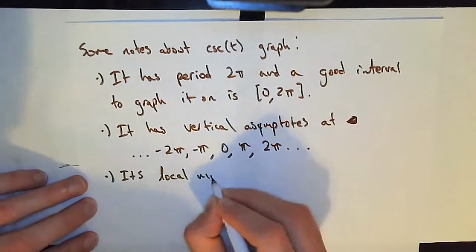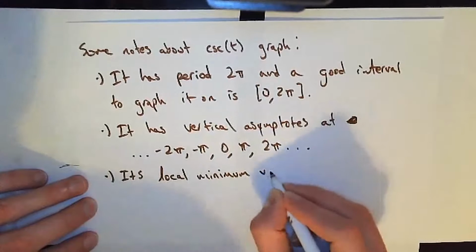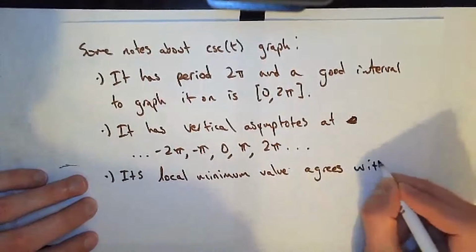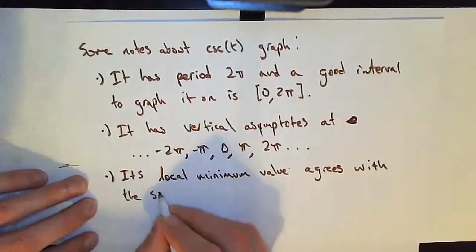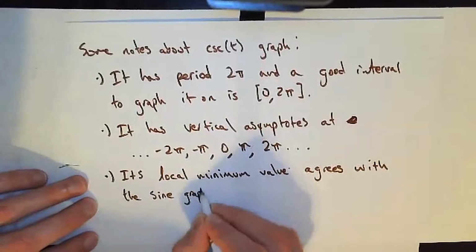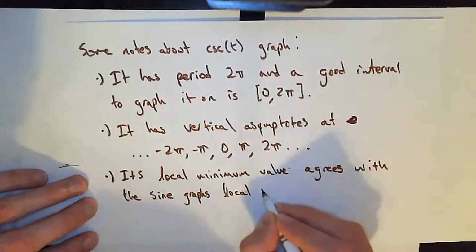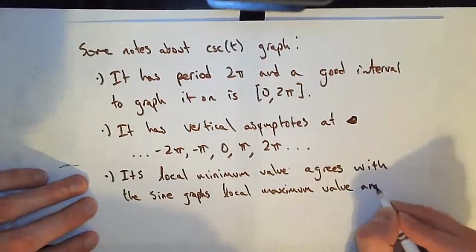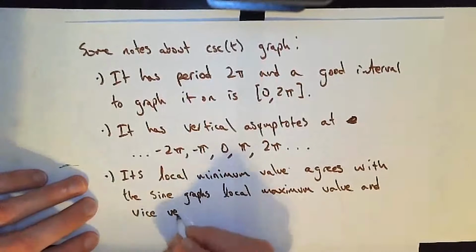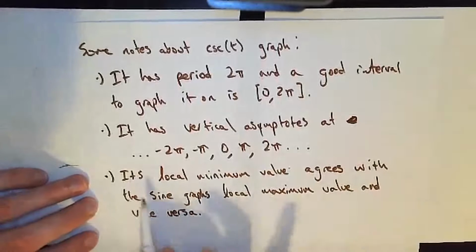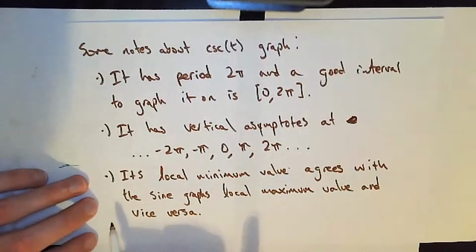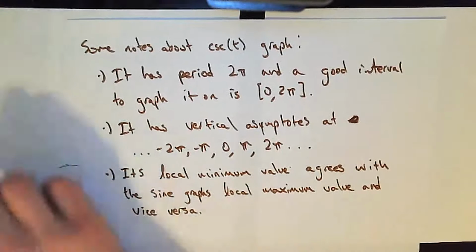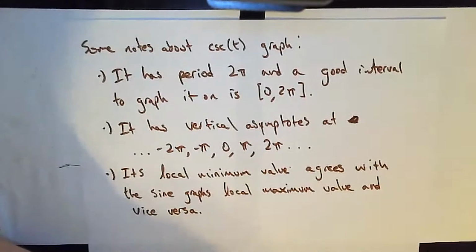Here's an interesting point to make. Its local minimum value agrees with the sine graph's local maximum value, and vice versa. Vice versa here, meaning the local maximum value of cosecant will agree with the local minimum value of sine. Now that's a weird point, but you know what I'm talking about when I point at it.